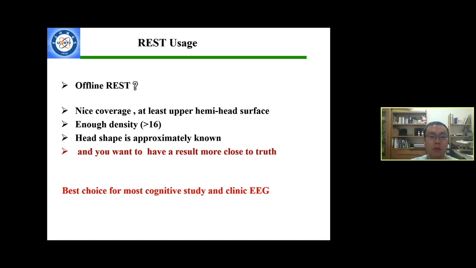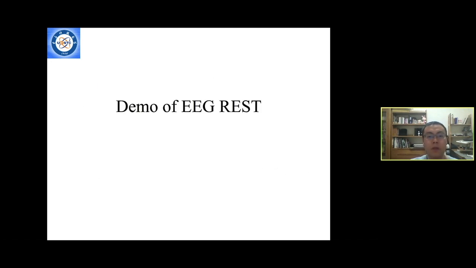That means the number of channels is larger than 16, and the head shape is approximately low, and you want a result closer to the truth. The best choice for most cognitive studies and clinical EEGs may be REST. Next, I will introduce the demo of EEG REST.